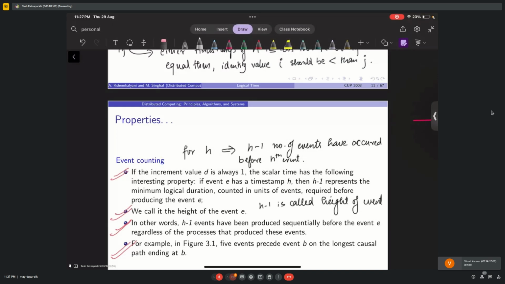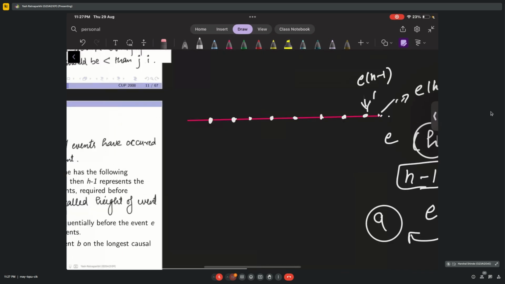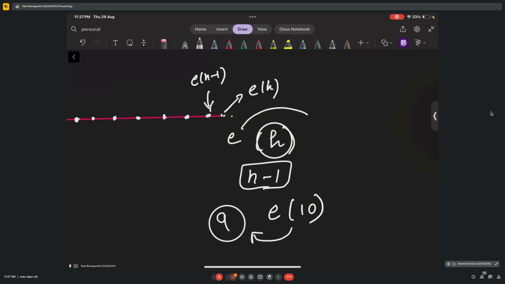If the increment value d is always 1, then the scalar time has the following interesting property. If event e has a timestamp h, then h minus 1 represents the minimum logical duration counted in units of events required before producing event e. That's it. Got it? And this particular e will be called as having a height of h.